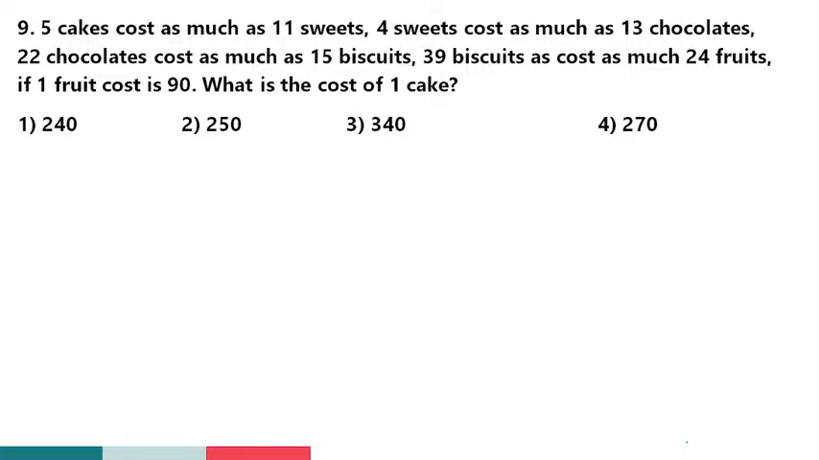5 cakes cost as much as 11 sweets. 4 sweets cost as much as 13 chocolates. 22 chocolates cost as much as 15 biscuits. 39 biscuits cost as much as 24 fruits. One fruit costs 90 rupees. What is the cost of one cake? So anyone, guys, which option is the right answer?